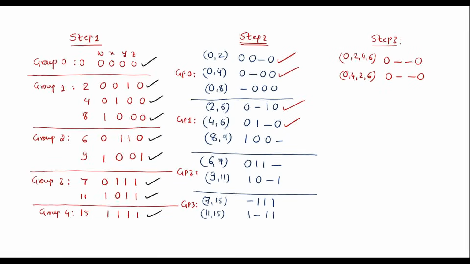The next step in the Quine-McCluskey method: we can observe that a few of the numbers have check marks and a few don't. The numbers which don't have check marks are known as prime implicants. We have to write all prime implicants now. Let me write the list of prime implicants.